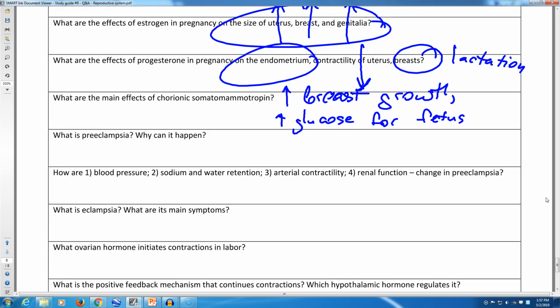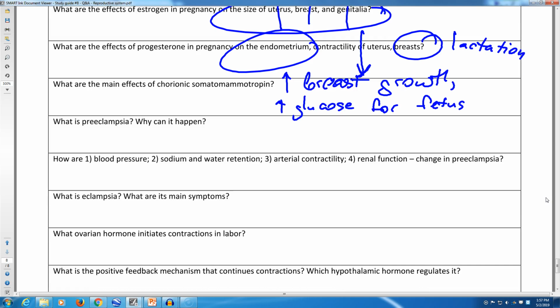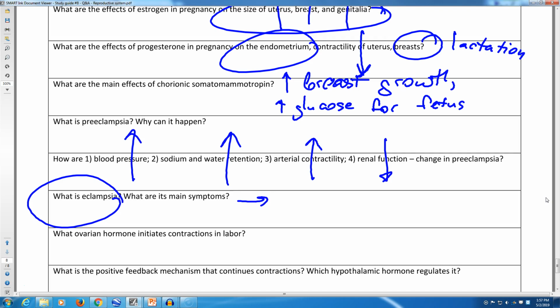Preeclampsia, due to the vast expansion of the blood volume: blood pressure goes up, sodium and water retention go up, arterial contractility increases leading to spasms, renal function decreases. Eclampsia is preeclampsia taken 10 times over. So it leads to toxemia, extremely high blood pressure, ablation of kidney function, coma.